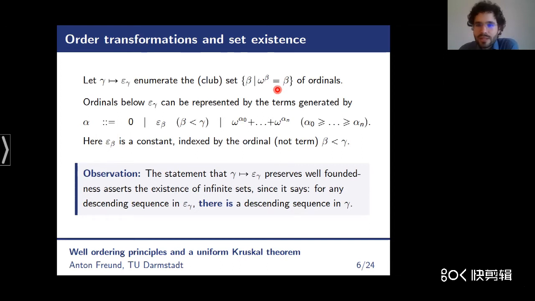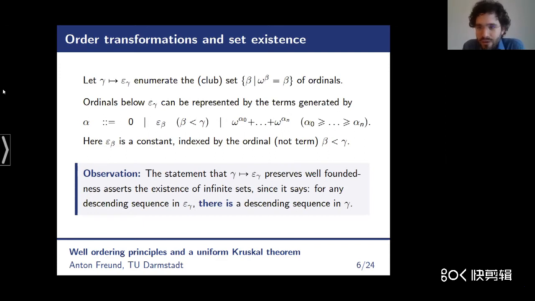So recall that epsilon 0 was the minimal element of this set here, the minimal fixed point of ordinal exponentiation. And now it turns out that this set of fixed points is actually unbounded. So there are arbitrarily large fixed points. In fact, it's closed and unbounded, so a club class of ordinals. And since it's unbounded, there's a strictly increasing enumeration of that set. And this enumeration I want to denote by gamma goes to epsilon gamma. And epsilon 0, the ordinal that we saw before, would be the first element in this enumeration.